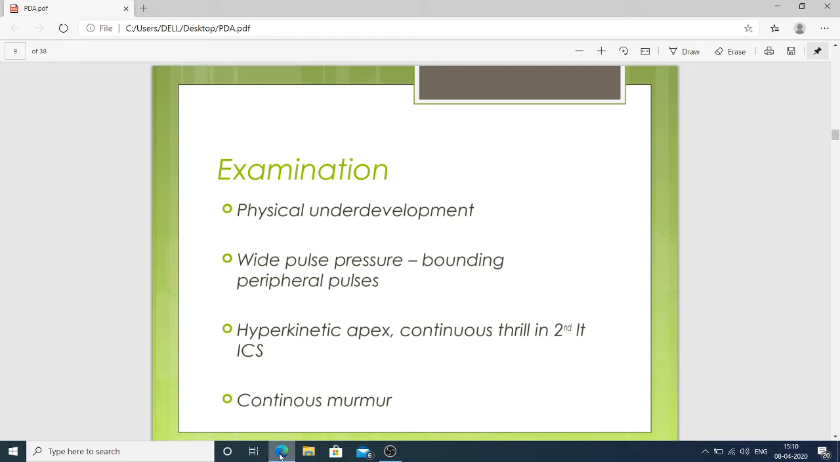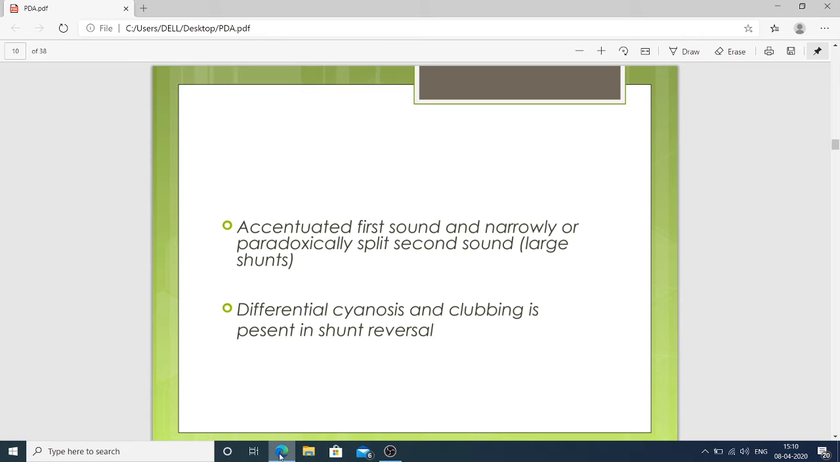Then continuous murmur. The normal heart sound is lub dub. When in between the lub dub there is an abnormal sound, that is known as a murmur, and it is continuously present in the baby suffering from patent ductus arteriosus. Next is accentuated first sound and narrowed or paradoxical split second sound.